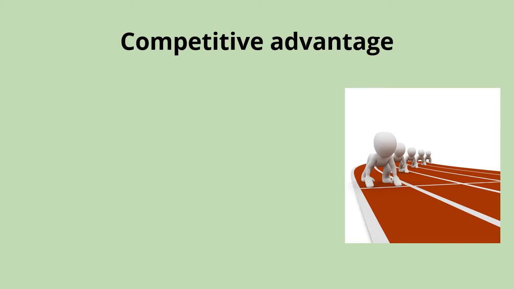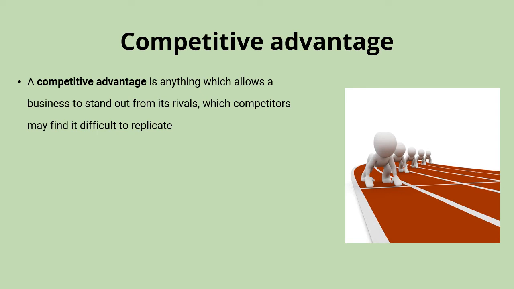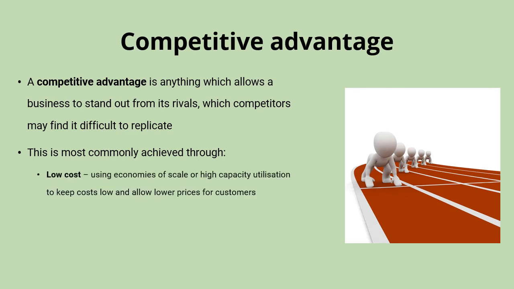When a business is positioning themselves in a market, deciding on the source of the competitive advantage is going to be key. And when we talk about competitive advantage, we mean anything which is allowing that business to stand out from its rivals. Things which competitors might find it really quite difficult to replicate. And generally there are two main options to try and achieve this. They could go for a low cost strategy, try and stand out by offering really good value for money to customers. Maybe they could look to keep costs down through utilising economies of scale or really high capacity utilisation, which will allow for low prices for customers while still protecting those profit margins.